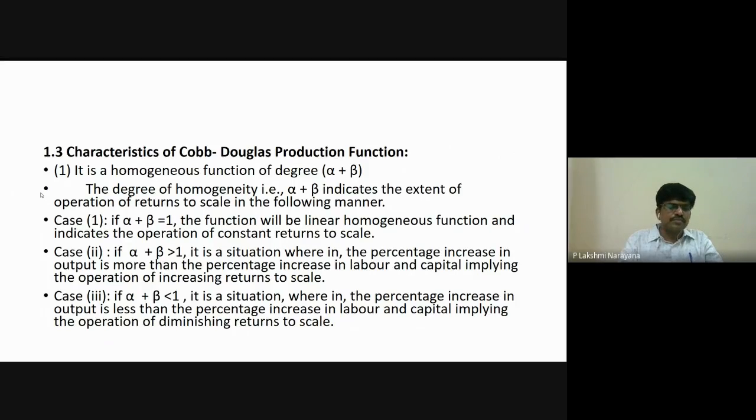Case number 3, if alpha plus beta is less than 1, it is a situation wherein the percentage increase in output is less than the percentage increase in labor and capital, implying the operation of diminishing returns to scale. These are all the 3 possibilities: alpha plus beta equal to 1, greater than 1, and less than 1.